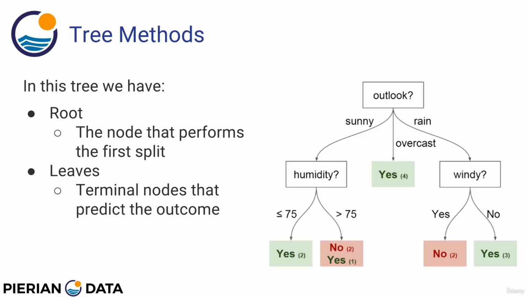In this tree, we also have a root node. That's the node that performs the first split. So in this particular example, the root node is the outlook feature, where I perform the first split into the possible categories of sunny, overcast, and rain. And then those will lead to other nodes, such as humidity and windy. The colored nodes, which are yeses and nos, are leaves, and those are the terminal nodes that predict the outcome.